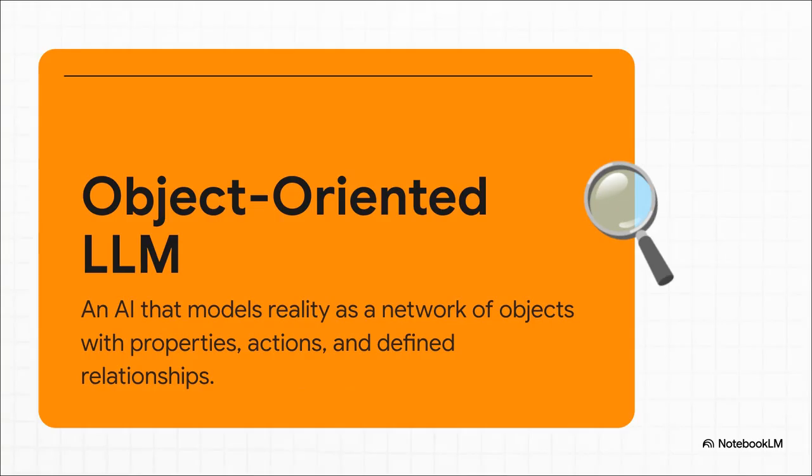So what in the world is an object-oriented LLM? Honestly, the best way to think about it is like a giant digital box of Legos. Every single concept, a person, a car, even an idea like love or gravity, is a unique block. And each of these blocks has its own properties and rules about how it can connect with all the other blocks. What you end up with is this dynamic, logical, and constantly evolving map of reality.